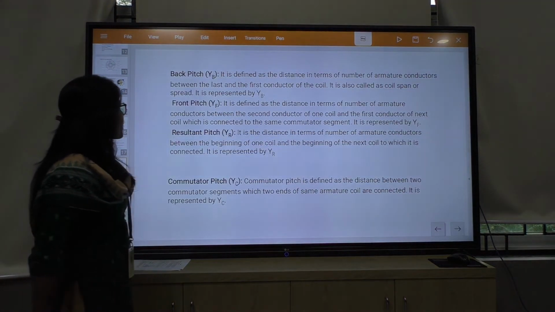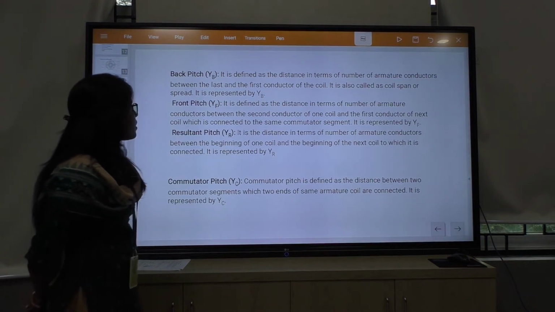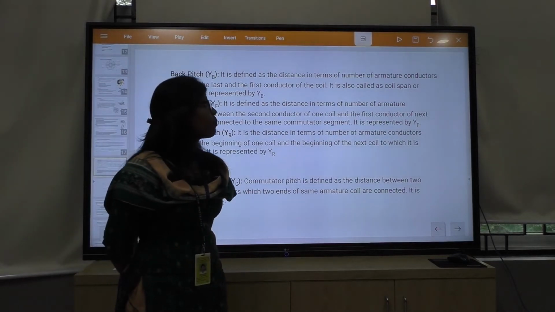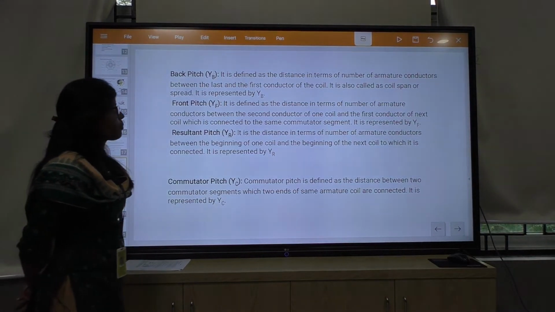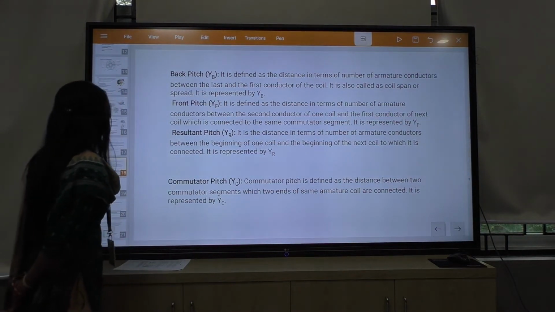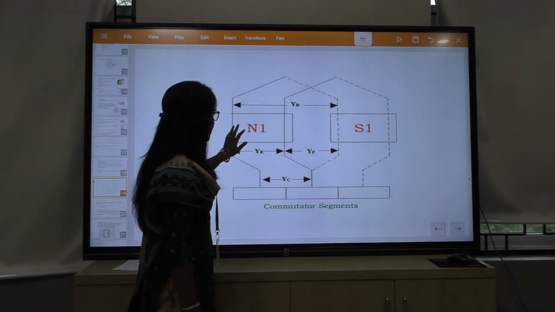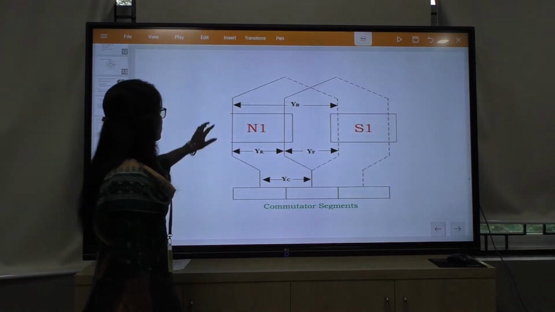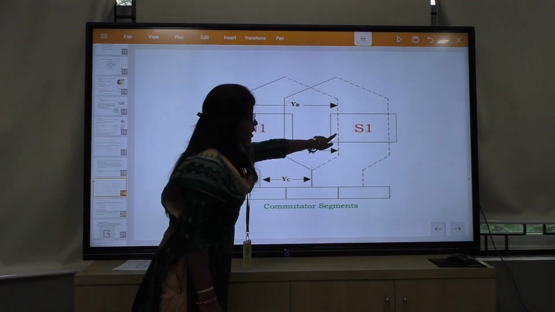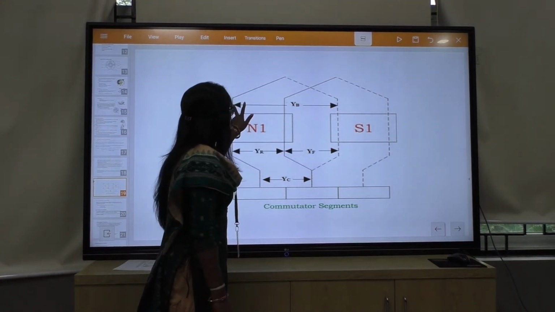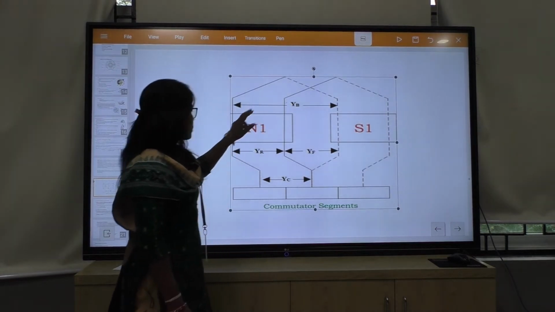Next, back pitch. Back pitch is defined as the number of armature conductors between the last and the first conductor of the coil. The distance between the last and first conductor of the coil is called back pitch. So, this is the first end of one coil and this is the last end of one coil. The distance between the first end and last end is called back pitch.